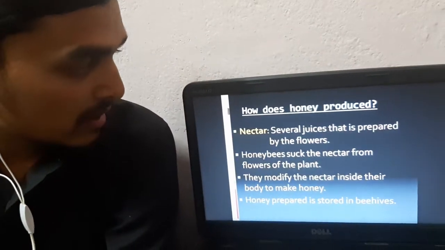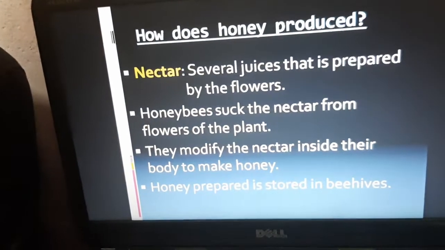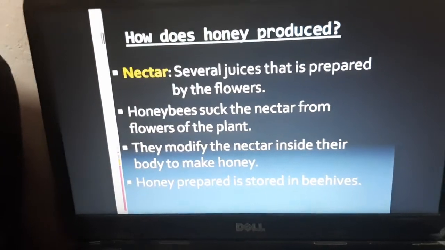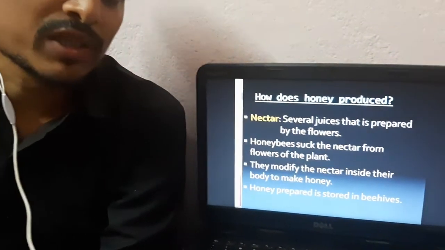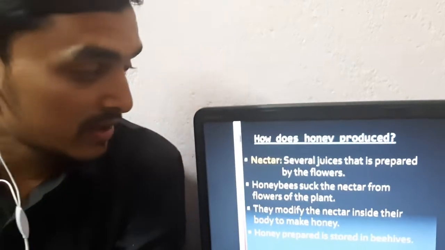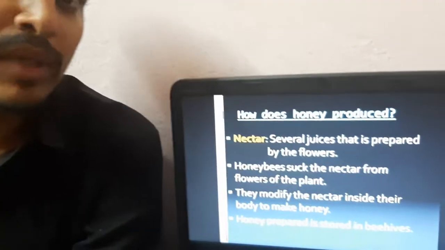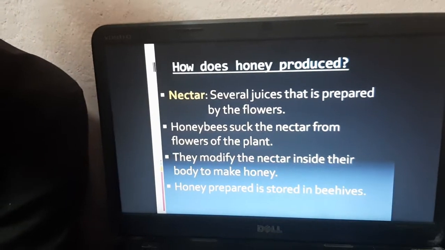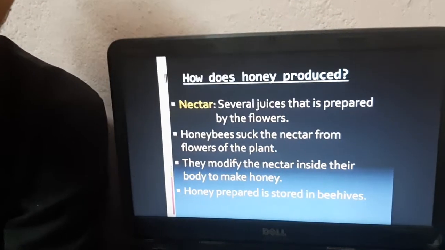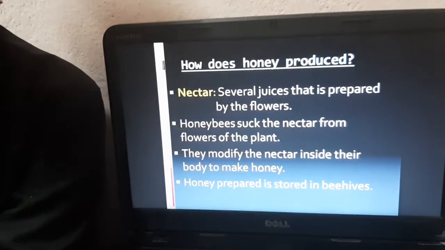Let us see how honey is produced. First of all, you have to be aware of nectar. What is nectar? Friends, nectar is a kind of juice, a fluid material which is prepared by the flowers. And honeybees suck out that nectar from the flowers of the plant.